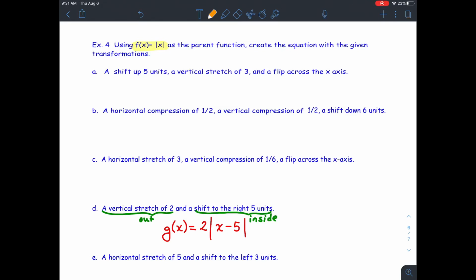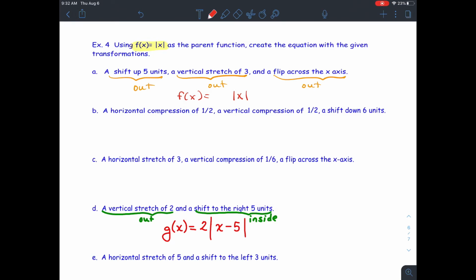Okay, now here's what I would encourage you to do, and we'll just look at just a few of these here. As you're reading through these descriptions, I would maybe make note of whether it's going to be placed on the outside or the inside of the parent graph. So if it feels like it's a vertical description, okay, a vertical description. So this is a shift up 5 units. This is a vertical stretch of 3, and even a flip over the x-axis. That's when you're swinging it down or up over the x-axis. That's a vertical movement. All 3 of these should be occurring on the outside of the parent graph.